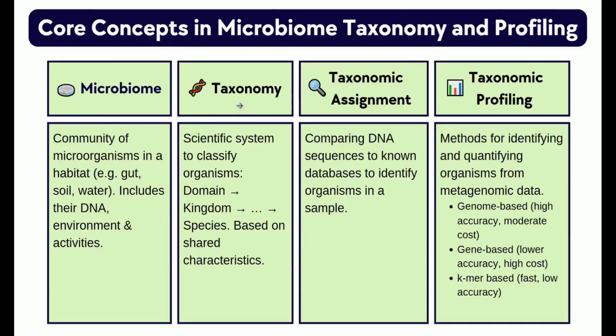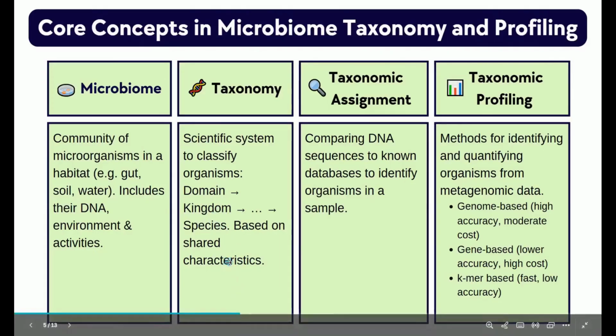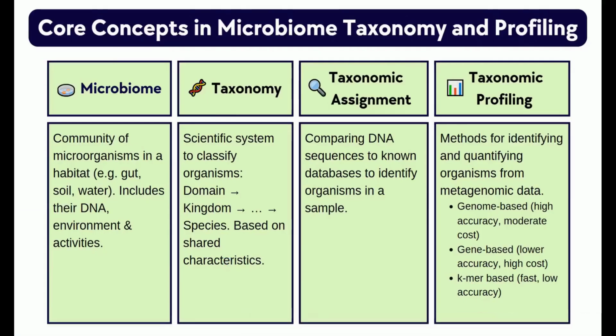Shifting towards taxonomy, think of taxonomy as a biological filing system. Every organism is classified into levels, domain, kingdom, phylum, all the way down to species, based on shared traits or shared characteristics, especially their DNA. Okay? And surely the system helps us identify and organize life on Earth.